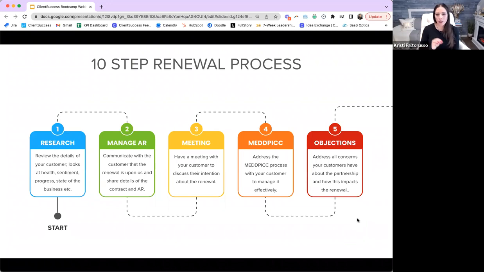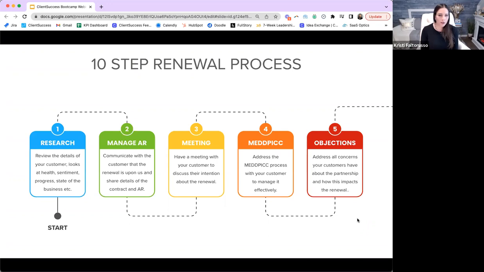But we need to know your intention. Are you planning to move forward or not? This helps us have a very clear and direct understanding of what our customer is planning to do here. And then we can adjust accordingly. We want to make sure that we're managing it effectively, and we can't if we don't know how they feel.